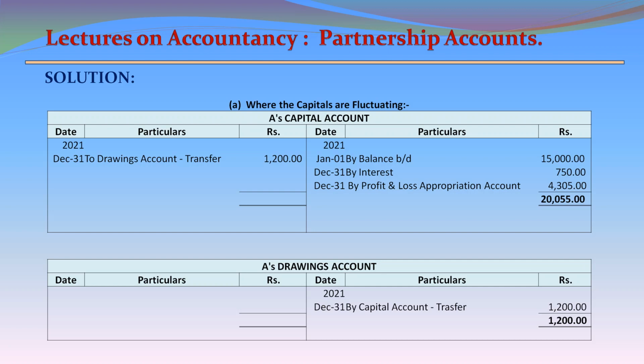On the debit side, December 31 to drawings account transfer 1,200. This in contra will appear in the drawings account, on the credit side, December 31 by capital account transfer 1,200. On the debit side, to balance carried down 18,855, and this is to be carried forward for the next year. January 1 by balance brought down 18,855 in A's capital account. Similarly in the drawings account, on the debit side, to bank 1,200.